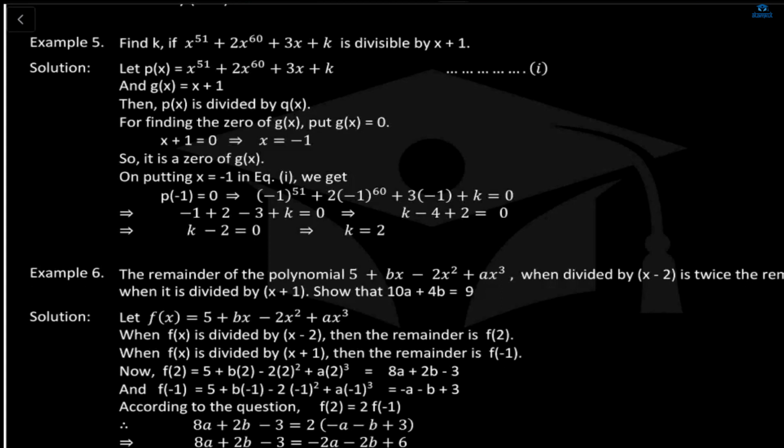Can you tell me that if x to the power 51 plus 2x to the power 60 plus 3x plus k is divisible by x plus 1, that means the remainder will be what?